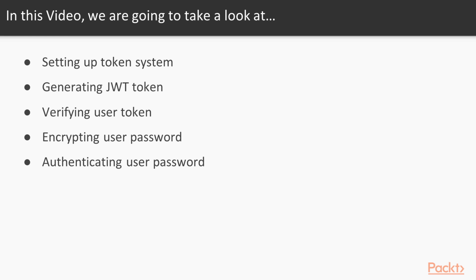In this video, we are going to use a token system to generate a JWT token. We are also going to create a function which will help us verify a user token. We are going to encrypt the user password and we are going to authenticate the user password. So let's jump into our code base and set up all the system.